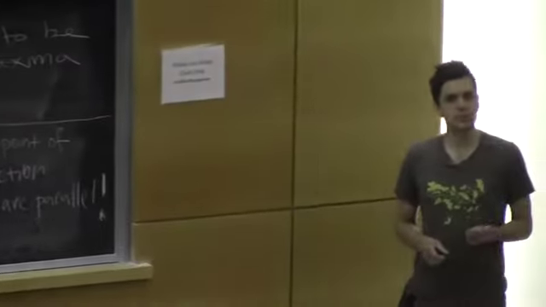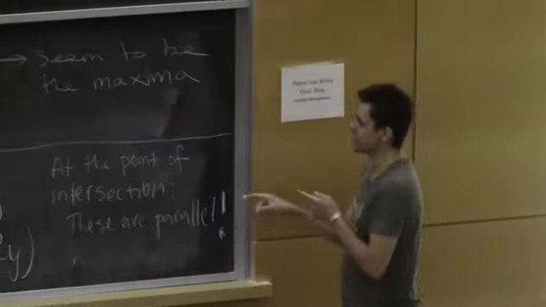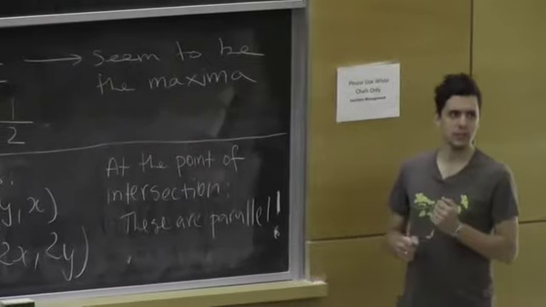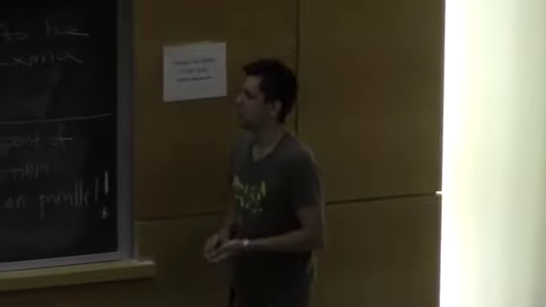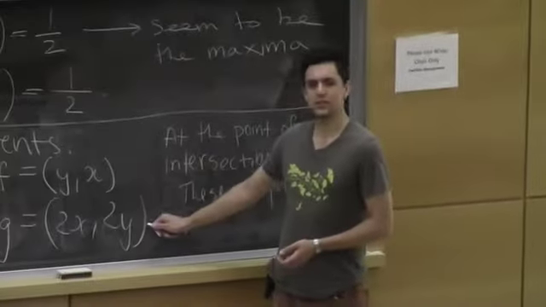Okay, so at the point of intersection, the gradients are parallel. What does that tell us about the tangent planes? What does it say about the tangent plane to this function and the tangent plane to this function?